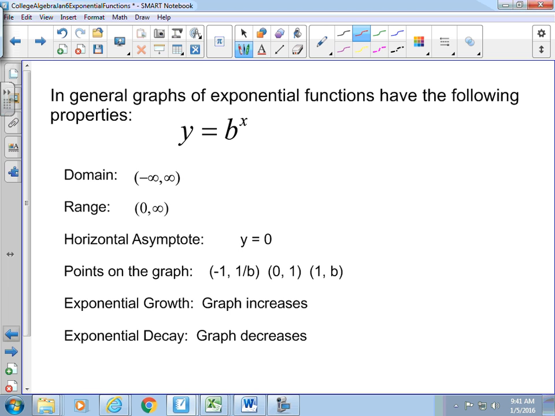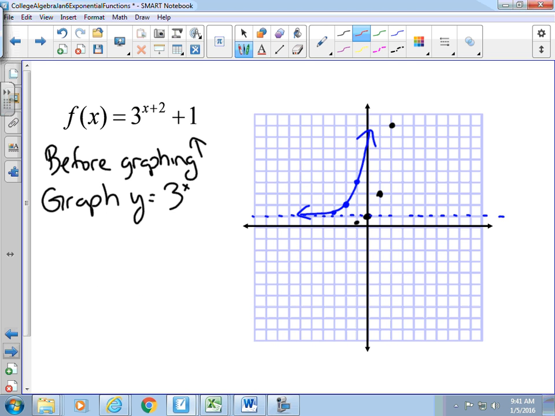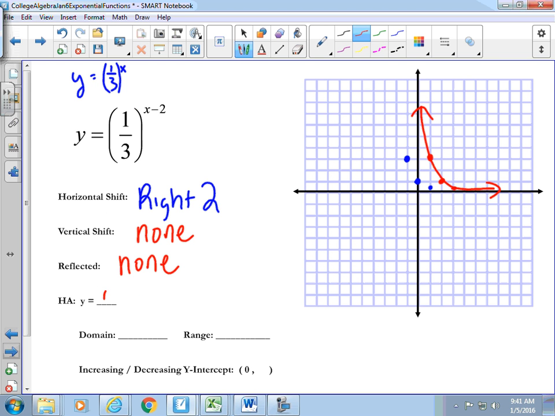Y equals 0 is the horizontal asymptote unless it has been moved, which we have seen some that have been moved. If it's moved up 1, then what would the horizontal asymptote be? 1. If it's moved down 1, it would be negative 1. It's whatever the vertical shift is. What's the domain? Negative infinity to infinity. That should be a give me answer.